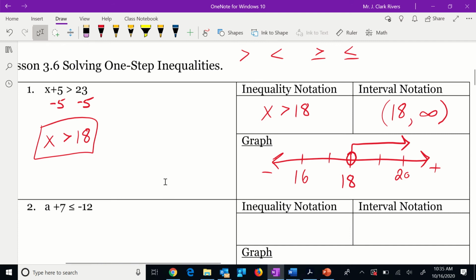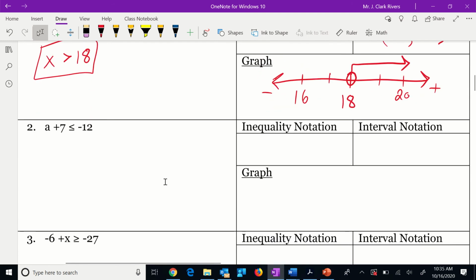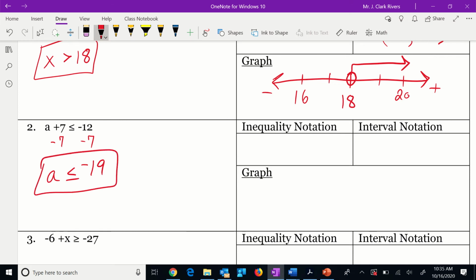Let's do a couple more together before you go off on your own and try some of these. A plus 7 is less than or equal to negative 12. We're going to subtract 7 from both sides. The inverse of adding 7 is subtracting 7. So A is less than or equal to, what is negative 12 minus 7? It's negative 19. A is less than or equal to negative 19. That is going to be our inequality notation.